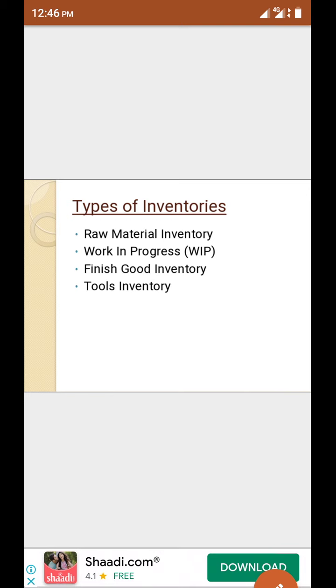And last, there is finished goods inventory, the product which has been made from raw material and has no problems or defects. Then the tool inventory: these are the required tools for the machining process.